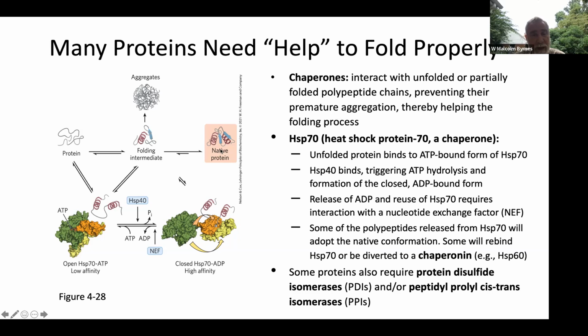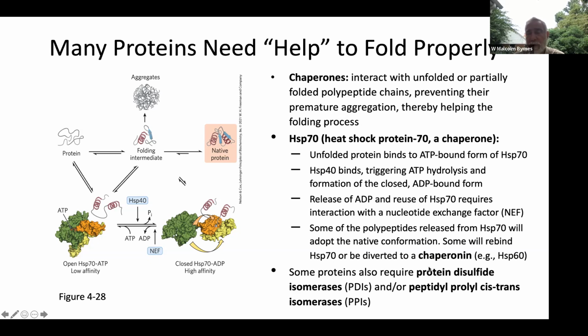Only a fraction of them do, actually, and some of them rebind to heat shock protein 70. Others then go into chaperonins like heat shock protein 60. The 60 refers to the size of the subunit, 60 kilodaltons, that assembles into these large, barrel-shaped complexes that help protein folding. So these are chaperones that I've been talking about.